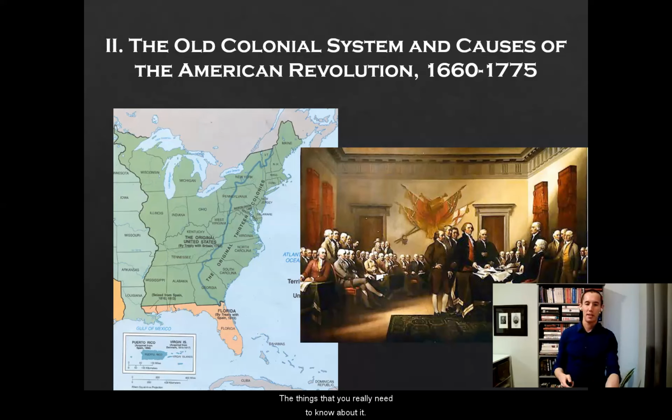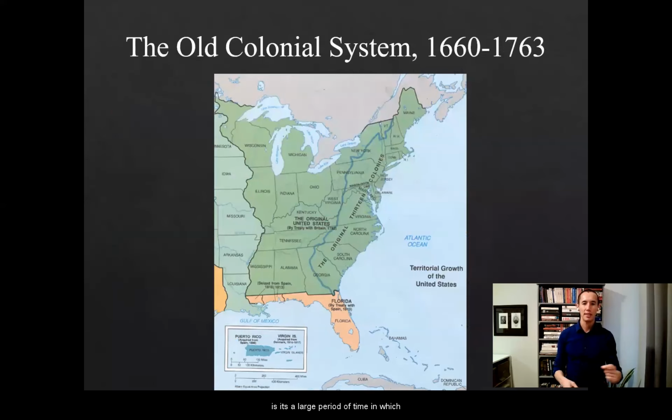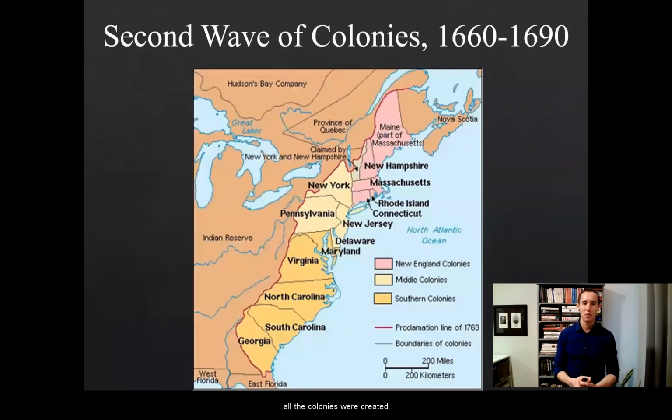The things that you really need to know about it is this large period of time where all the colonies were created. Georgia is the very last, in the 1730s, but the first two colonies were Virginia and Massachusetts, and then from there we start getting New England, so all the colonies from Rhode Island and up, and then we had the southern colonies, Maryland and down, and during this period we added the ones in between, so all the colonies are connected.